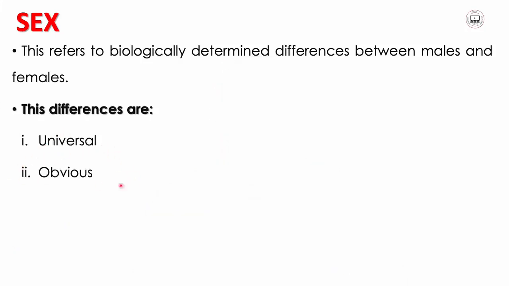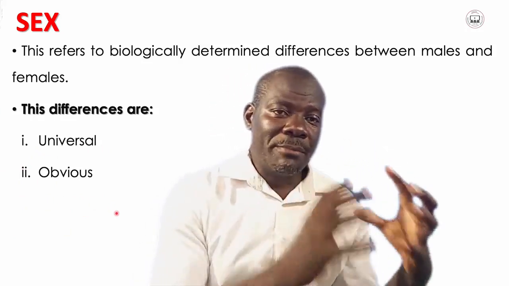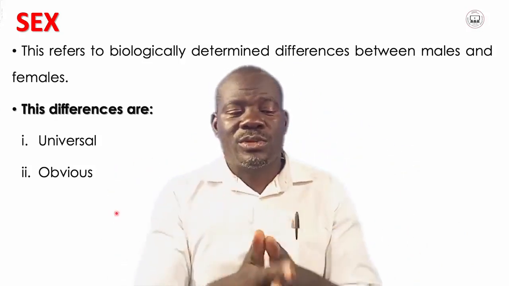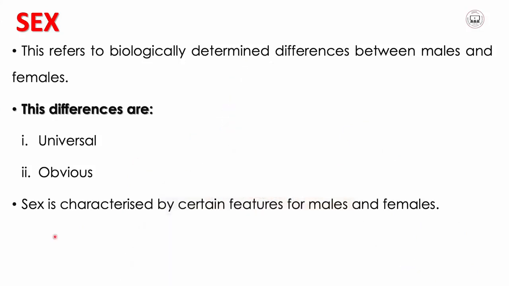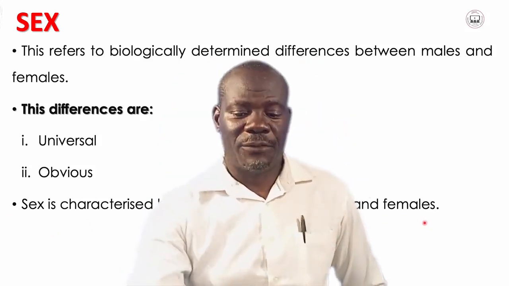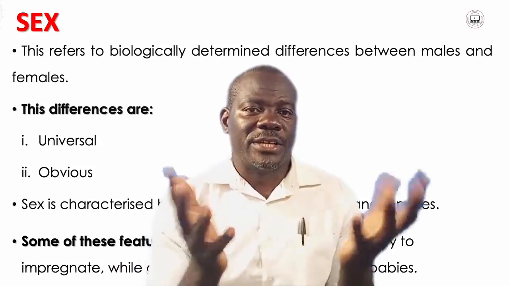So the differences are universal and sometimes obvious. The differences between a man and a woman, as far as sex is concerned, are universal or sometimes obvious. Sex is characterized by certain features for males and females. There are features biologically that we can use to define a male and a female. Some of these features are, for example, boys or men have the ability to impregnate, while girls and women can breastfeed babies. So you can see the differences here.